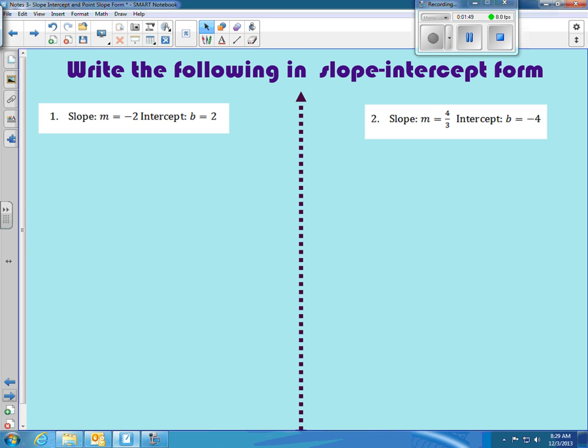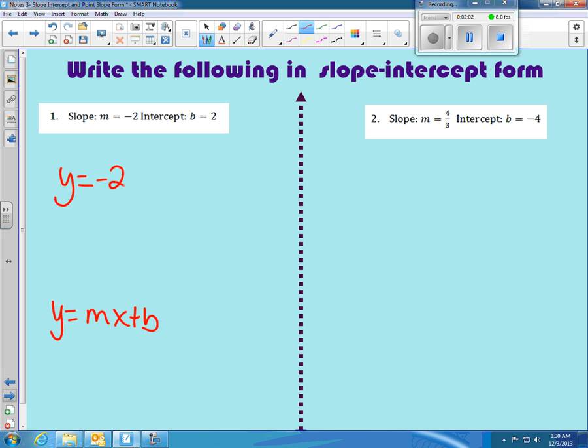Slope-intercept form, we need to write our equations in this form. So remember, we want to be thinking y equals mx plus b. We're given our slope and we're given our y-intercept. So we just need to plug these in. So we have y equals, our slope goes in, so negative 2x, and then our b is positive, so we have plus 2. And that's it. Real basic for just plugging it in.